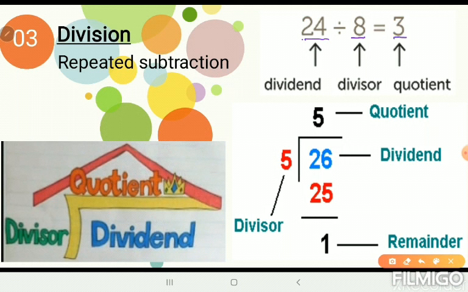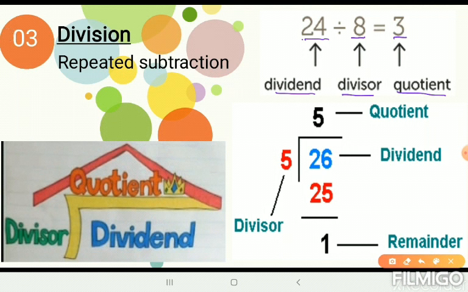So these are the terms which you have done in your previous classes also. The number which is divided is known as dividend. The number which divides is known as divisor, and the answer which you get after dividing is known as the quotient. Now this is a single straight line form.